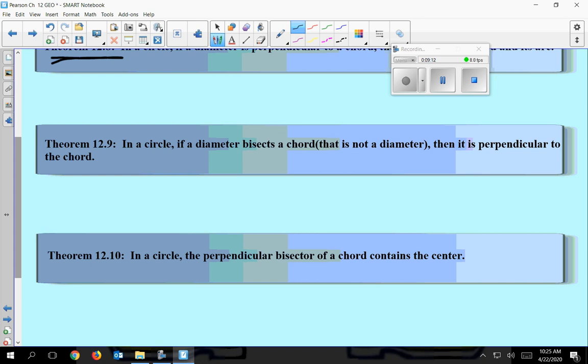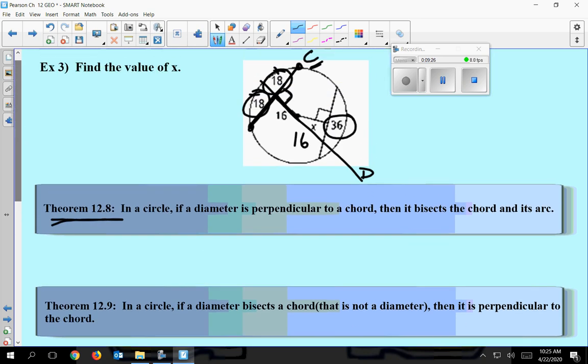In theorem 10.12, in a circle, the perpendicular bisector of a chord contains the center. So that's kind of what that one's showing you up here in the picture that we had above.